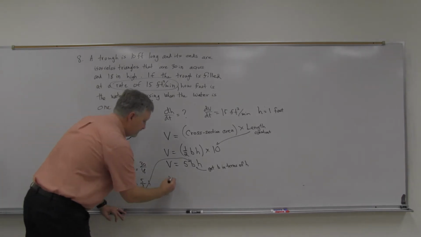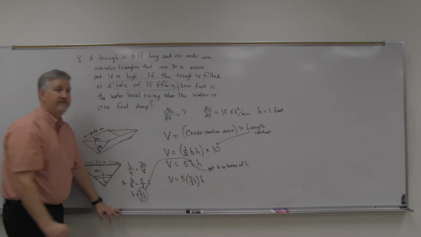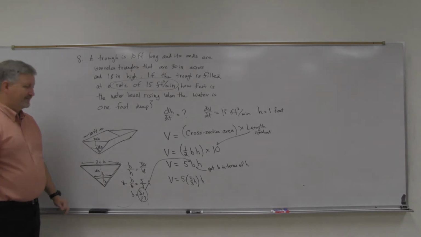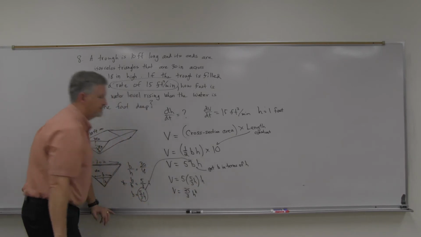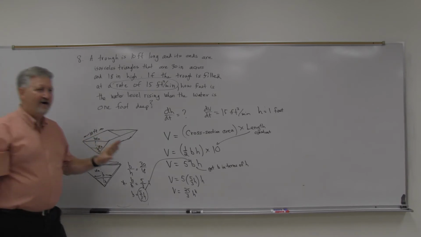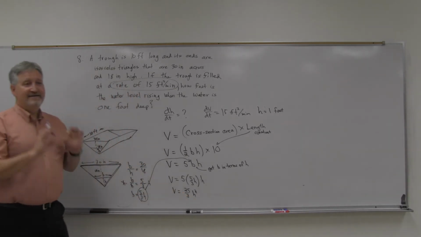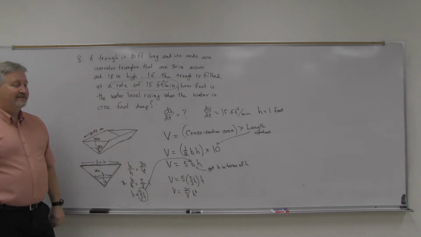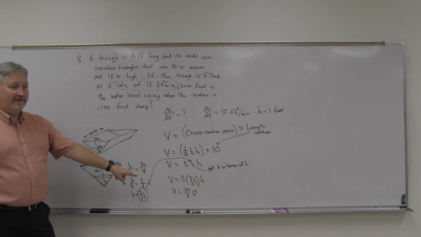And I can substitute that in very nicely for B right there. So volume will equal 5 times 5/3 H, because that's what B is, times H. And now I don't have B involved in this equation. So volume equals 25 over 3 times H squared. Aha. Took a little bit of doing, but now I have a volume equation in terms of only H. So I'm in good shape. Is that so far so good? See where I got all that?